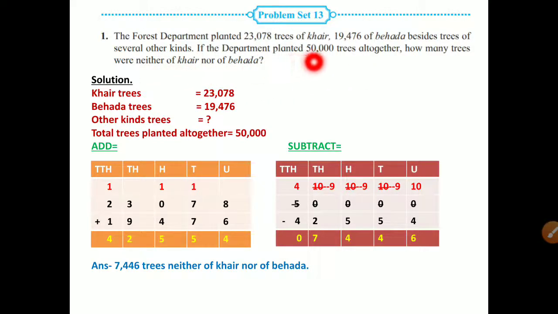In this question, total number of trees planted by a forest department is 50,000. From this 50,000, 23,078 trees are of kher and 19,476 of behada. We need to find out how many trees are of other kinds.